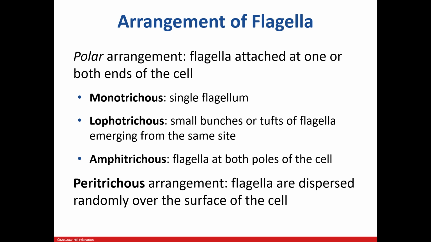Bacteria can have various types of arrangement for flagella. They may have just a single one in a monotrichous arrangement. They may have many that resemble a horse's tail in a lophotrichous arrangement. And sometimes they may have them at both sides of the bacterium. In a peritrichous arrangement, a bacterium may have flagella all over its surface.